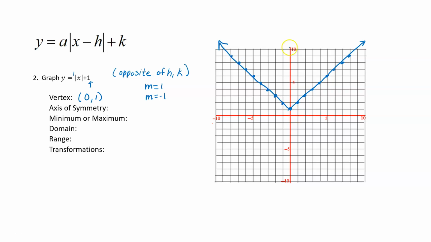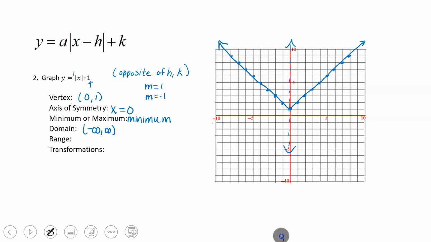Okay, so our axis of symmetry is still going through 0, so it's x equals 0. Do we have a low point or a high point? We have a low point, so we have a minimum. This goes on forever, left and right. That's our domain, how far left and right, so we have -infinity to infinity. The low point this time is not 0 anymore. It's our vertex at 1. So we go 1 to infinity. The transformation compared to the parent is that we just shifted up 1.